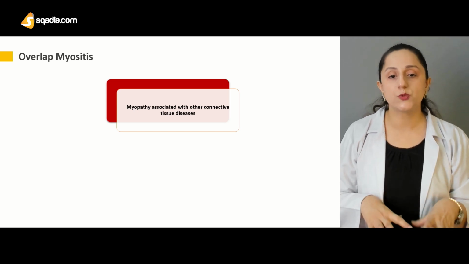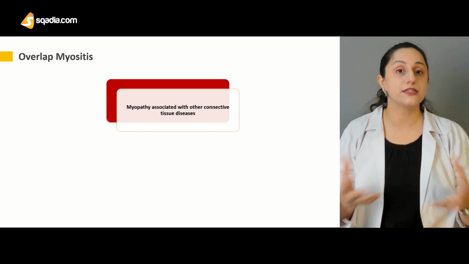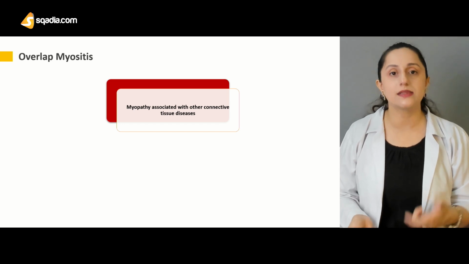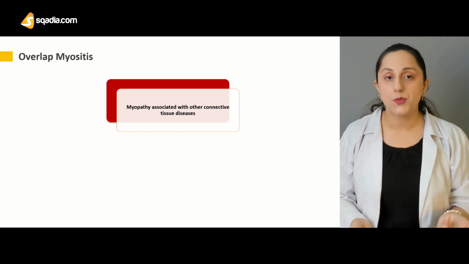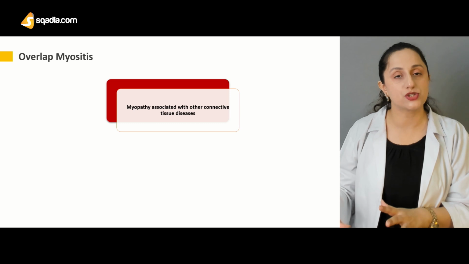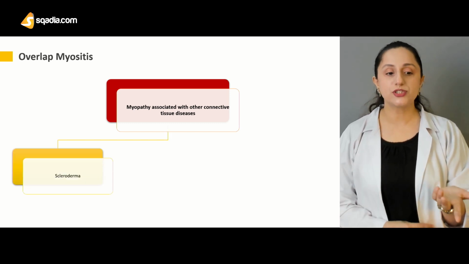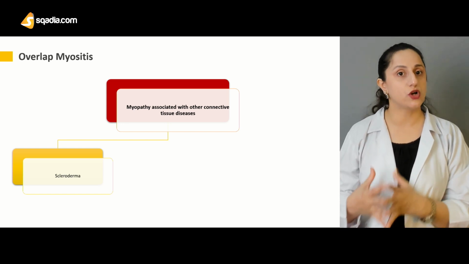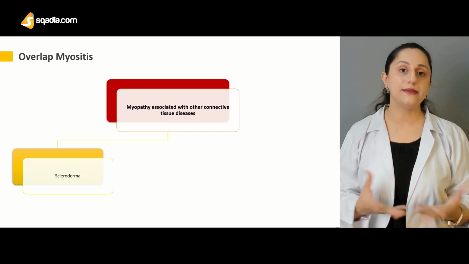Myopathies that are associated with other connective tissue diseases. So usually patients who are suffering from connective tissue diseases have similar signs and symptoms. They suffer from joint pains as well. They suffer from dermatological manifestations. They suffer from polymyalgia. So these typical signs and symptoms are even seen in patients of connective tissue diseases. For instance, we have patients of scleroderma. The patients of scleroderma have dermatological manifestations as well as polymyalgias.